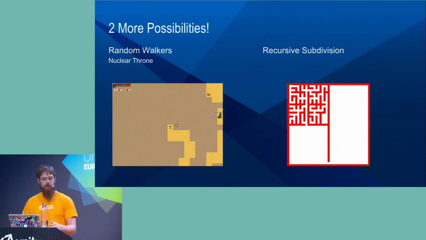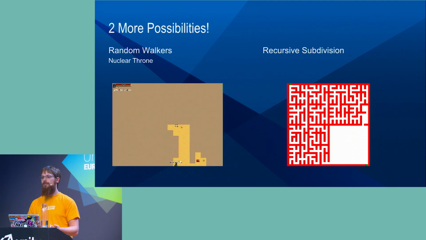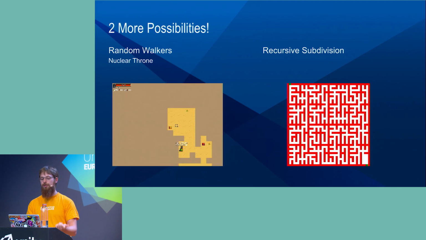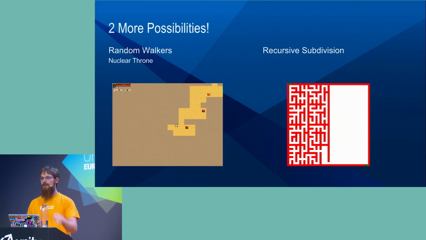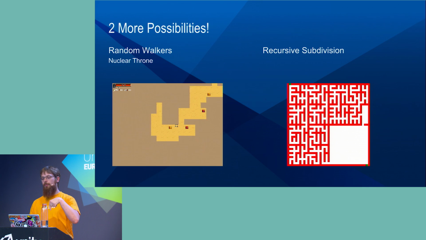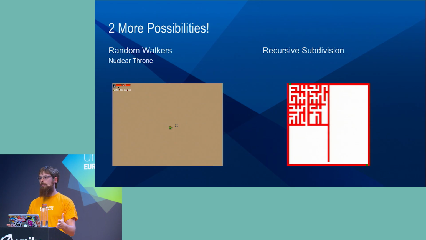Just a few more other possibilities. These are two very drastically different approaches to building levels. The one on the left is Nuclear Throne. The way it works is it starts with a totally filled-in field. It drops a walker where the player spawns and has it randomly either go forward, turn left, or turn right, and drop rooms.